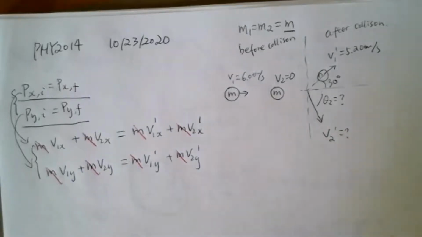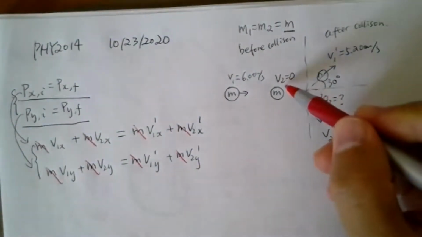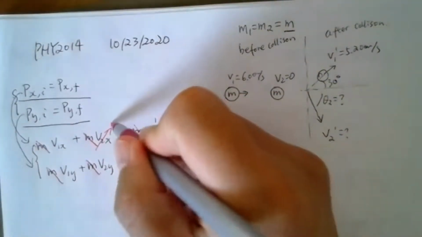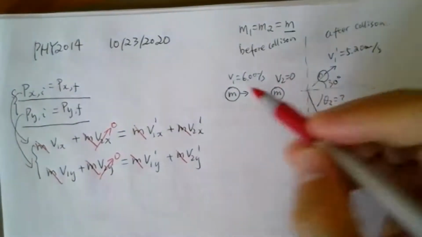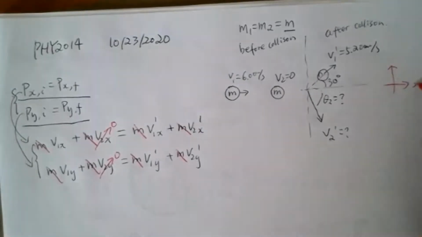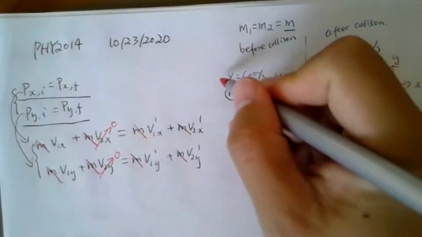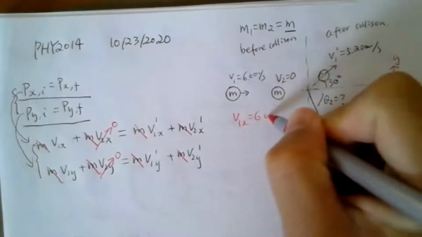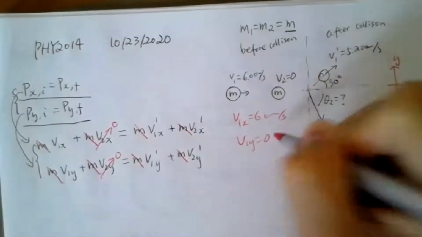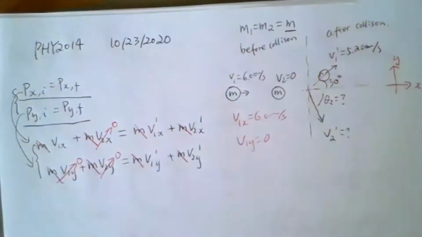Now, v2 is initially 0, so its x component should be 0 and its y component should be 0. So this goes to 0, this goes to 0. V1 is along the x direction, so you can take the original direction to be the x direction and the perpendicular to it to be the y direction. So v1x would be 6 meters per second, and v1y should be 0.